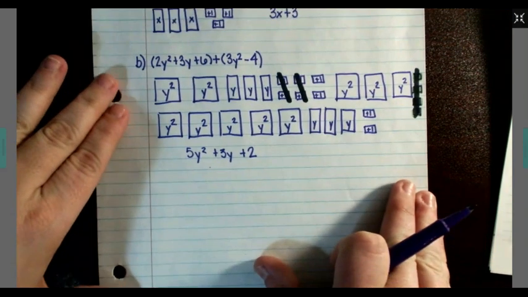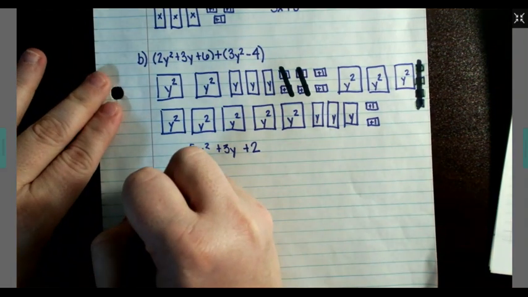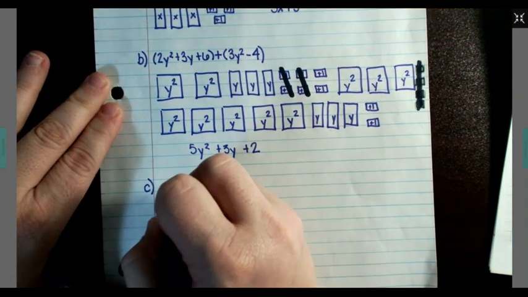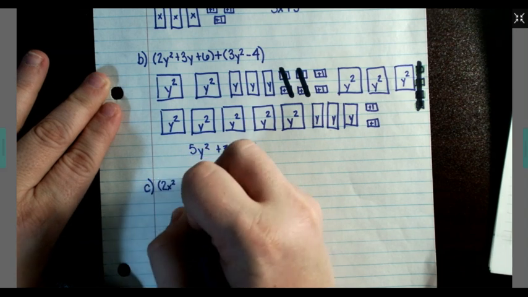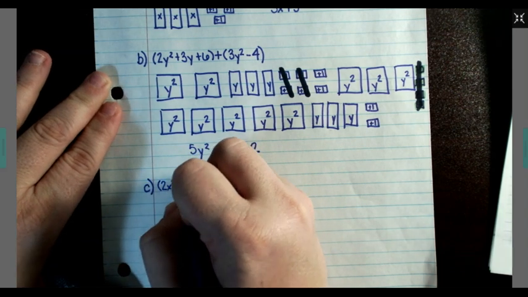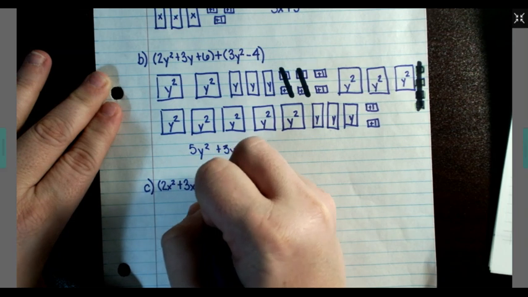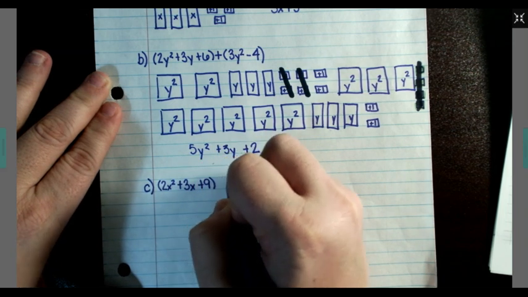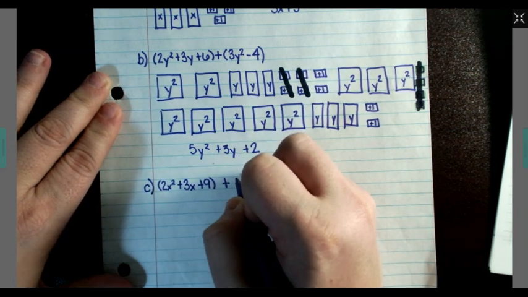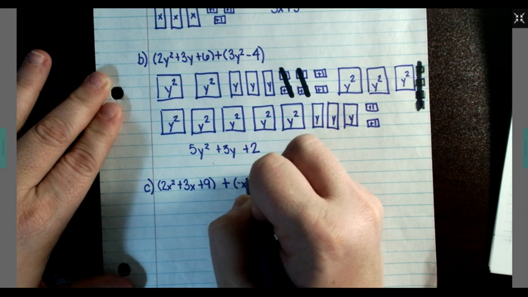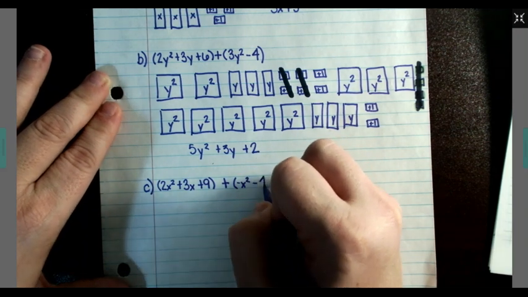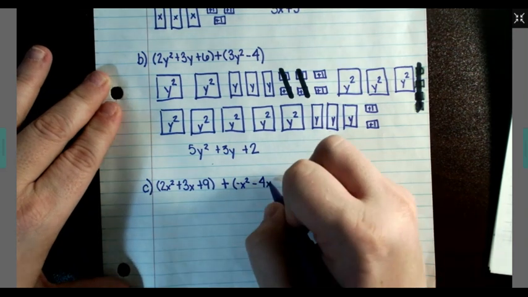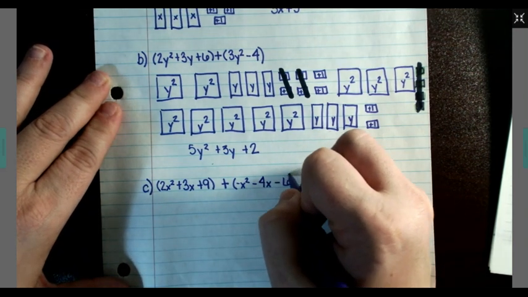All right. Let's try to fit C right here. C says 2x squared plus 3x plus 9 plus negative x squared minus 4x minus 6.